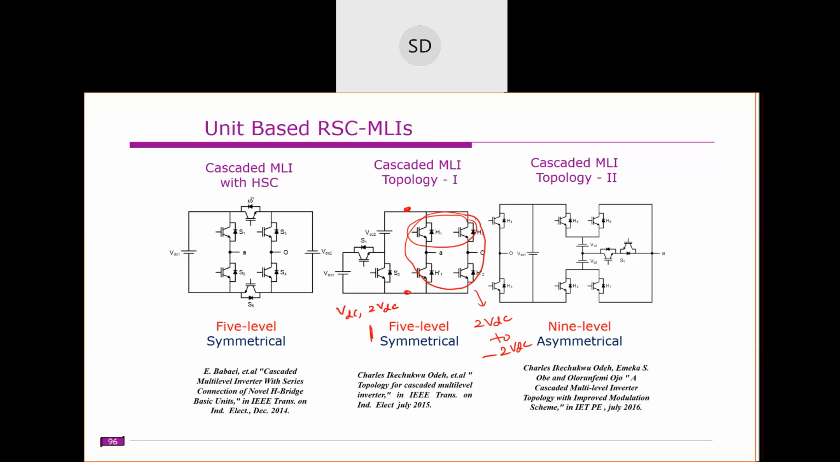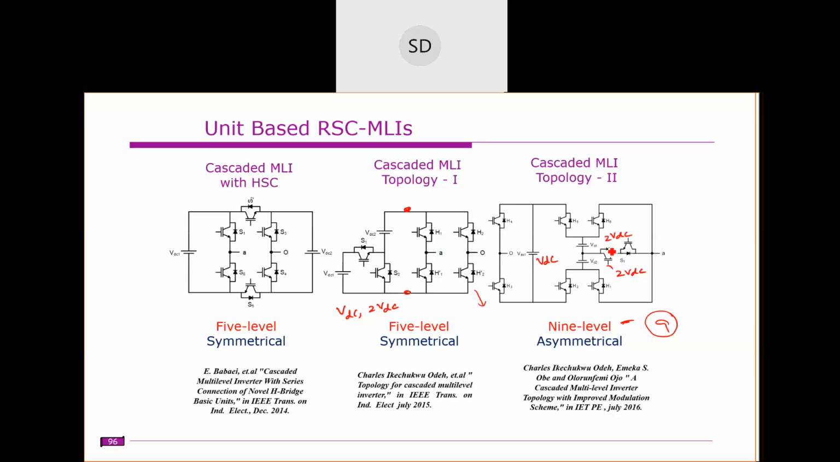This is another one, similar to this one but slightly different. This one is producing 9 levels. Usually this is operating with VDC, and this voltage is 2 VDC and this voltage is 2 VDC.